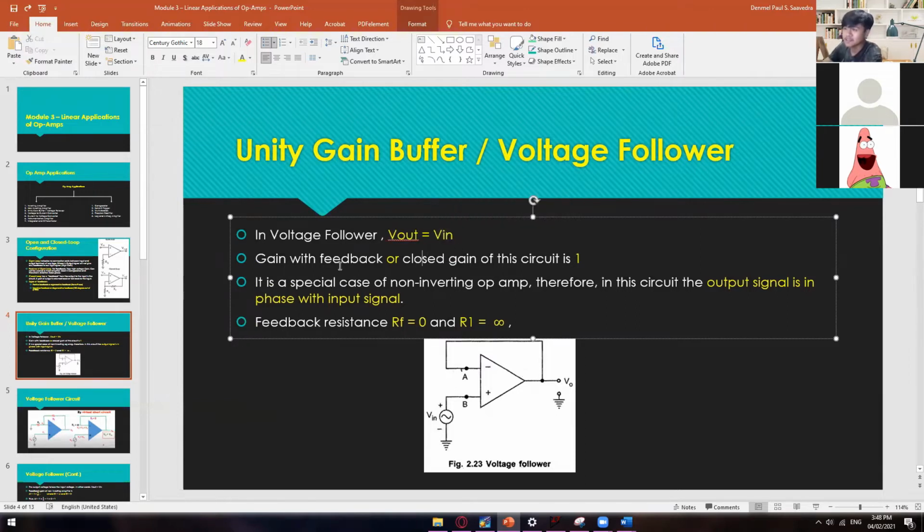And then this one is gain with feedback. Yes, this has a feedback, and the closed-loop gain of this circuit is 1. So you will know later on why this one is 1. And it is a special case of the non-inverting op-amp. So take note, special case of the non-inverting op-amp. So this is really super special because it's under amplifiers, but it doesn't amplify your signal.